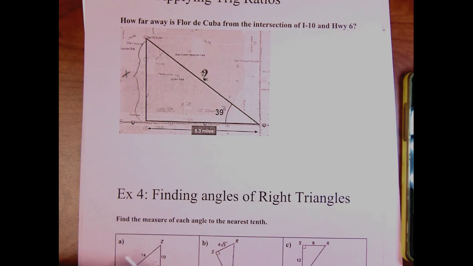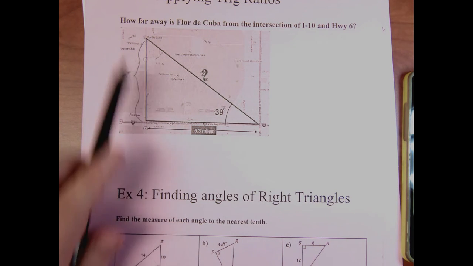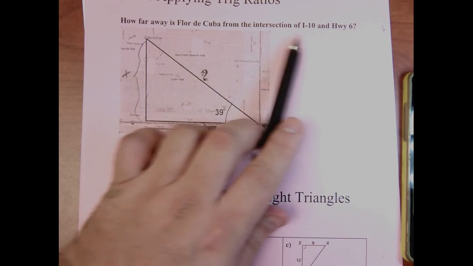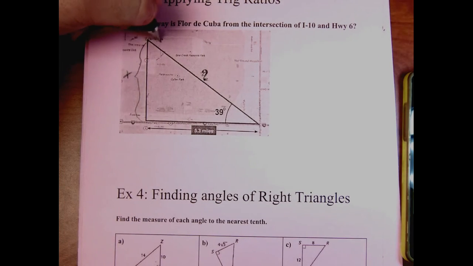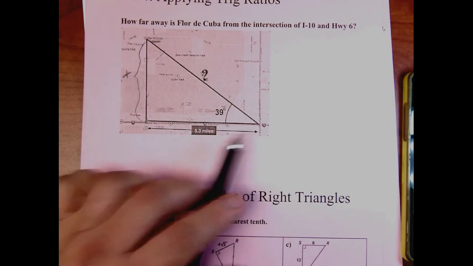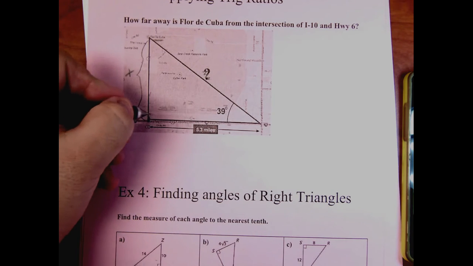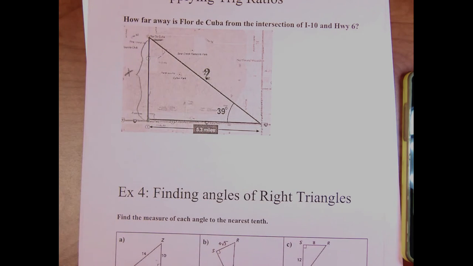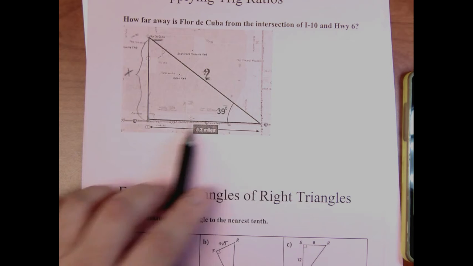Okay, here we go. So it says, how far away is Florida Cuba from the intersection of I-10 and Highway 6? So we want to know how far away is Florida Cuba. You can see it written right here. How far is that away from this intersection? Well, this obviously is the right triangle we're dealing with here. That's the point of this problem. We see that we know this length, we know this angle, and we want to know that side.